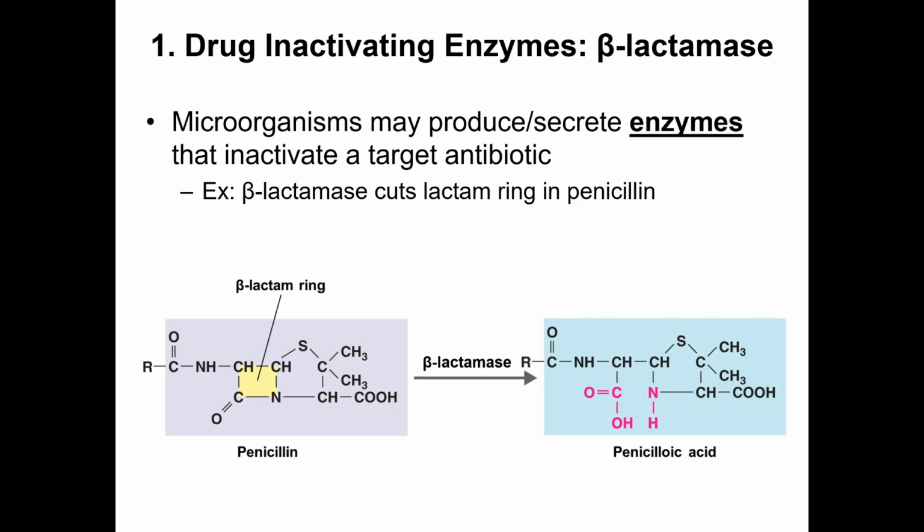Okay. So the first example of active resistance: enzymes that target and inactivate antibiotics. So these are exoenzymes. They are secreted out in response to an antibiotic. They target the antibiotic and they break it up. So the classic example, beta-lactamase.